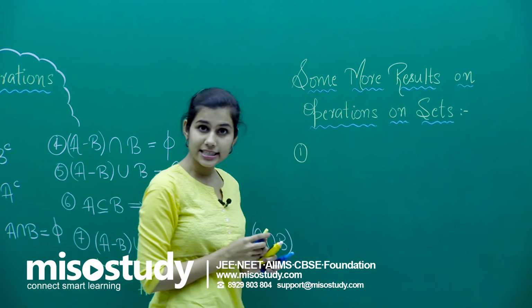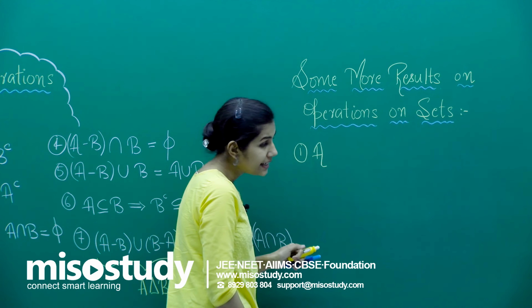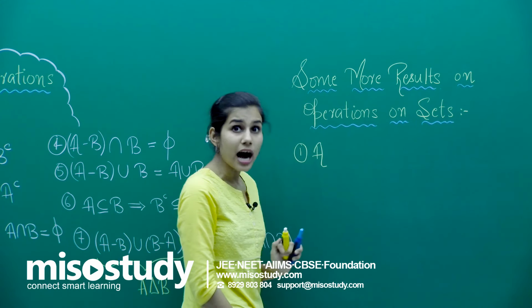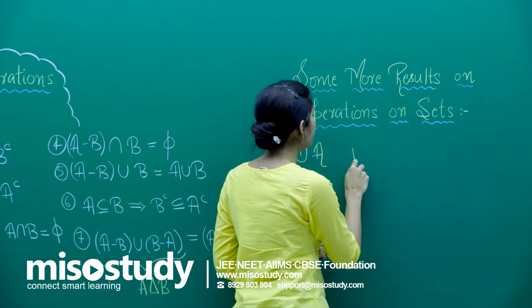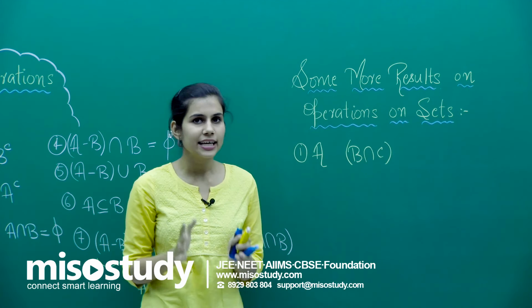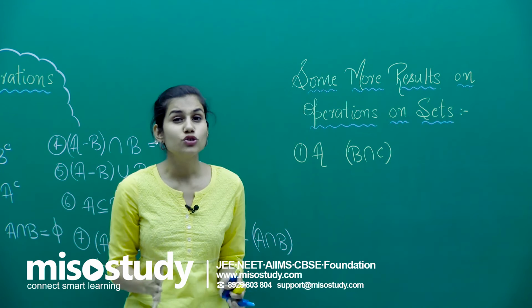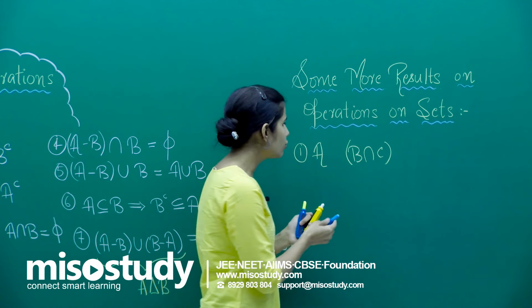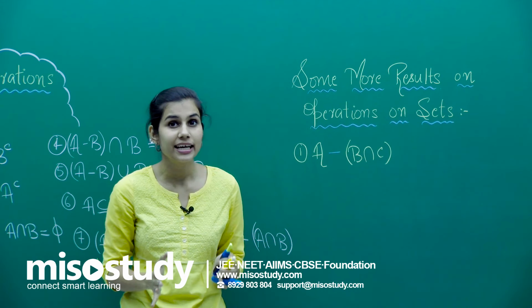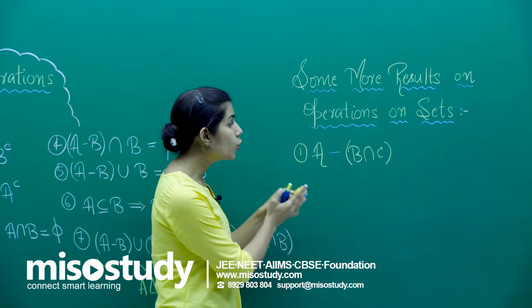The first result says that if you have sets A, B and C, which are three distinct sets, and suppose I am interested in taking B intersection C. This particular set is basically the members which are sitting inside both B and C. What I want to do is, I want to remove the intersection portion of B and C from A. What am I going to obtain if I do this?